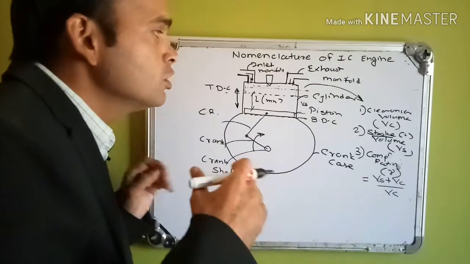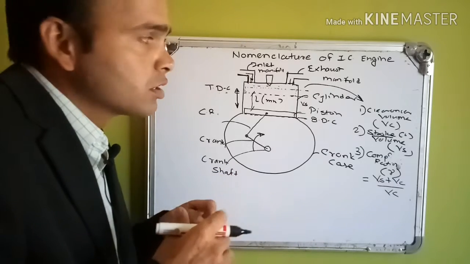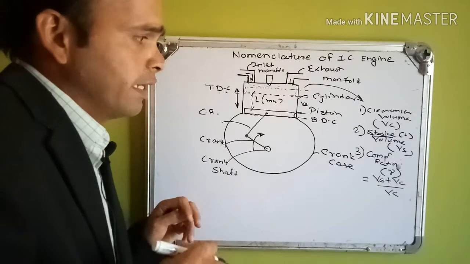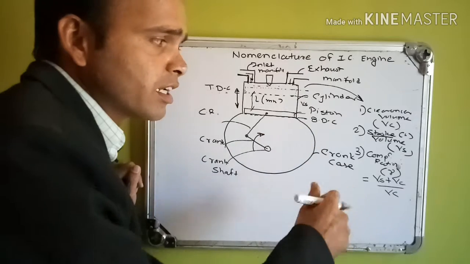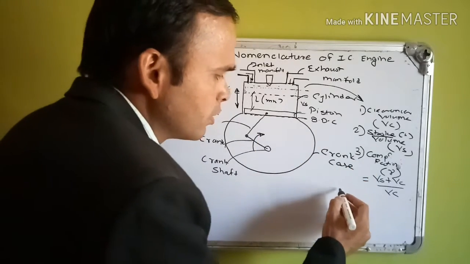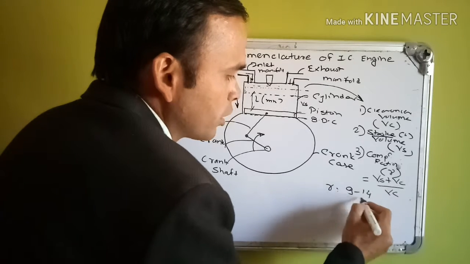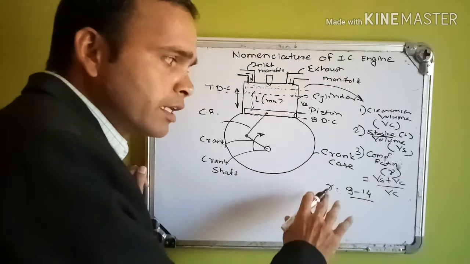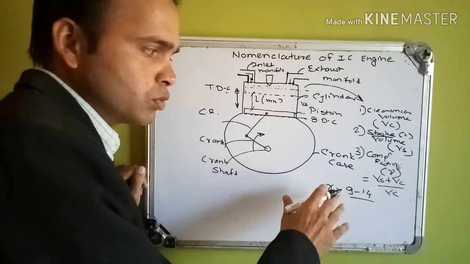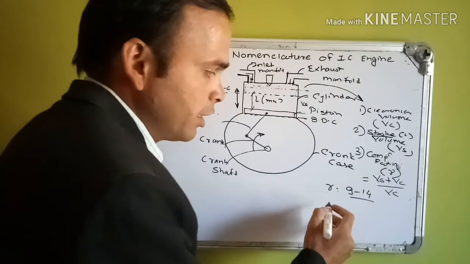A higher compression ratio means a larger engine size, and a smaller compression ratio means a smaller engine size. Hence, for a petrol engine, the compression ratio is less than for a diesel engine. How much is that value? The compression ratio can be between 9 to 14 for a petrol engine. It can vary by 1 as tolerance on the lower and higher values.